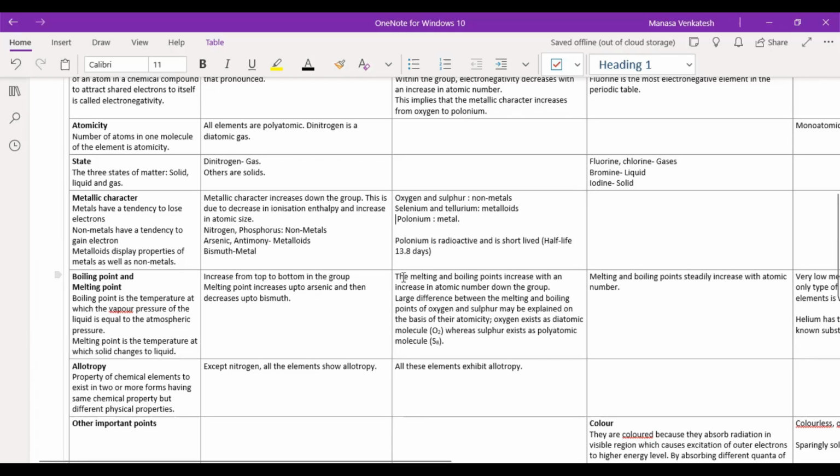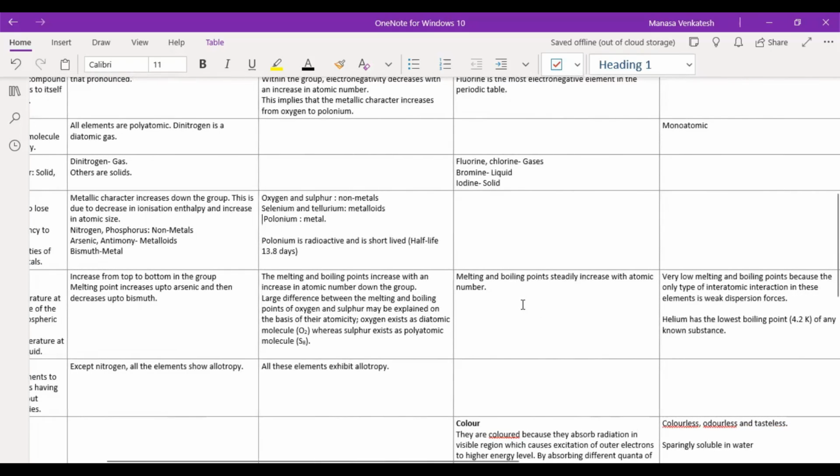Next, the melting point and boiling point increase with increase in the atomic number. And there is a large difference in melting points between oxygen and sulfur. And this is because oxygen exists as a diatomic molecule, that is O2, whereas sulfur exists as a polyatomic molecule. And because of this variation in the number of atoms in the molecule of each element, there is a large difference between these two elements in melting as well as boiling points.